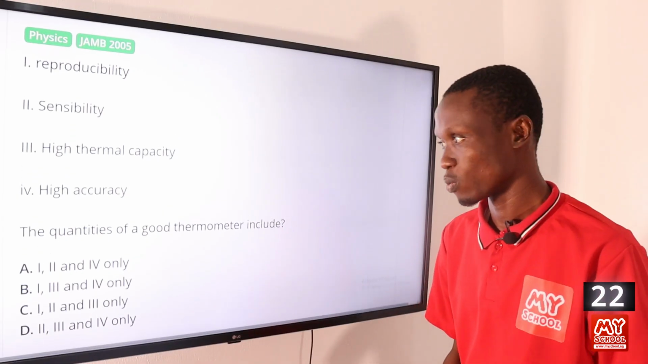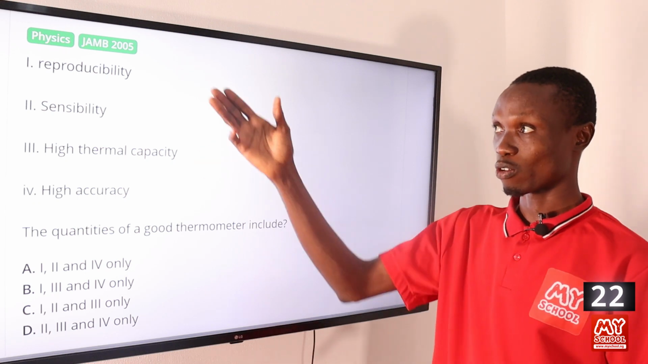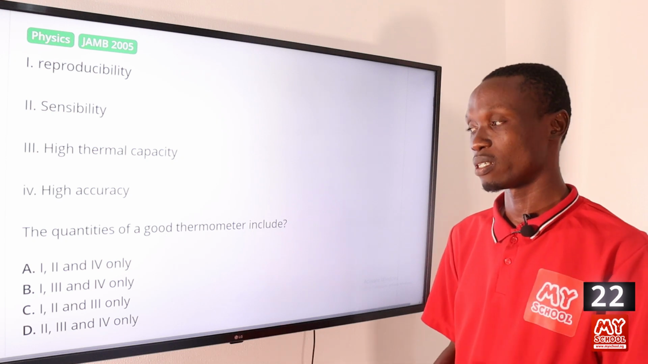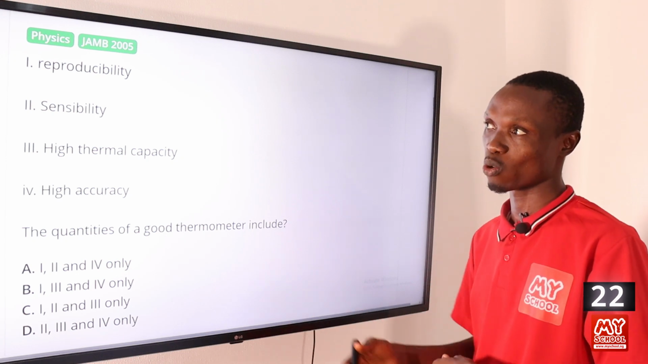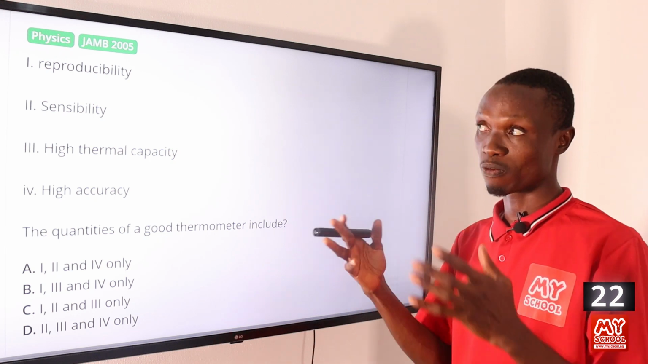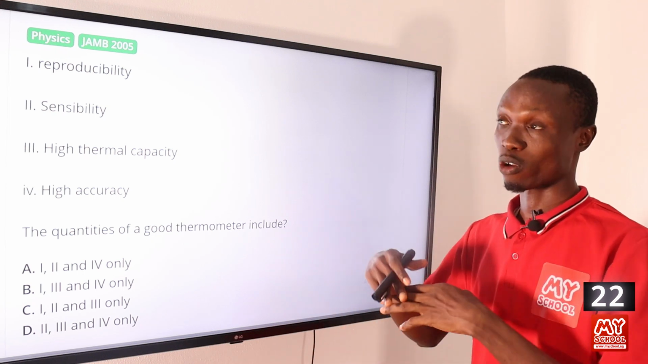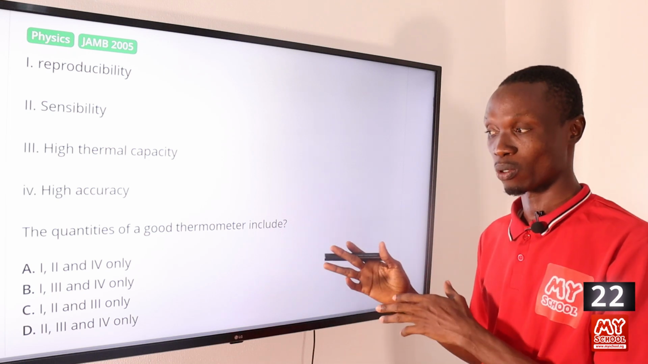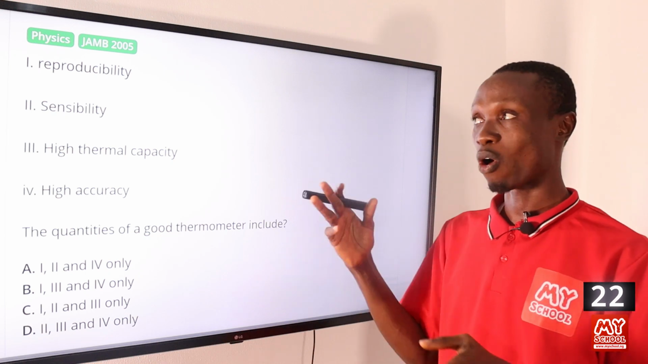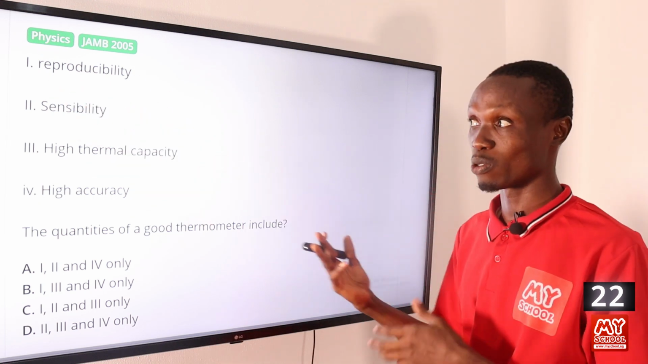Question 22. The qualities of a good thermometer include, so these are the options that are given to us, reproducibility. So reproducibility is one of the qualities of a good thermometer. Reproducibility has to do with the measured value of the thermometer being consistent under the same condition. That is, the value of temperature measured with the thermometer should be the same under the same condition. That is just the meaning of reproducibility.